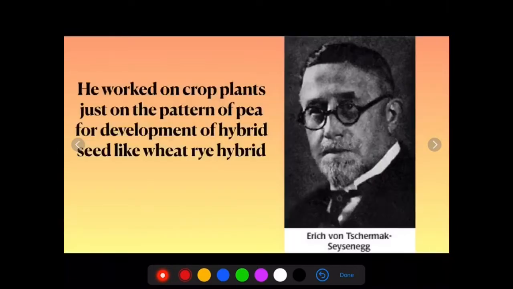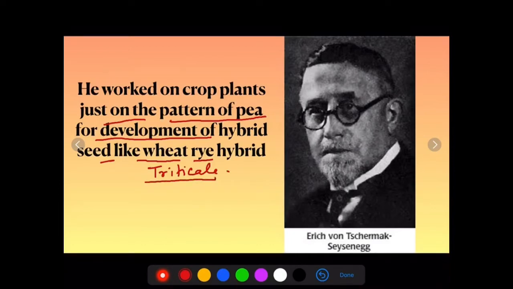Then Erich von Tschermak, he was Austrian. His grandfather was a teacher to Mendel. He worked on crops on the pattern of pea like Mendel, and he worked for the development of hybrid seeds, and he was successful in making a hybrid of wheat and rye. You might have heard of triticale. So the first experiment of this type was performed by Tschermak, and of course he worked on preparing new varieties. And he also independently came to the conclusion of what Mendel had done.